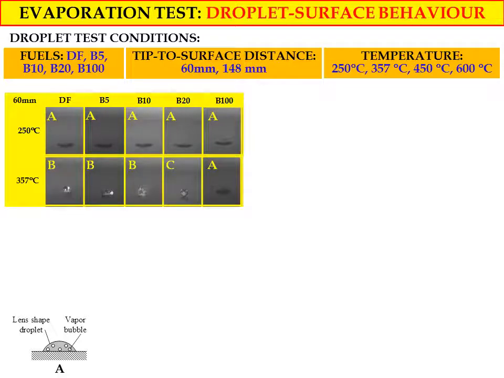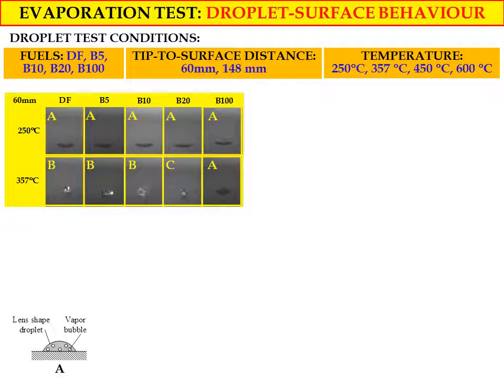After we increase the temperature of the hot surface to 357 degrees Celsius, this temperature is the MAP point for diesel fuel. For the other types of fuel, this temperature is very close to their MAP temperature, sometimes quite similar to the MAP temperature for diesel fuel. If you look at the behavior, we have three types of behavior, A, B, and C, depending on the type of fuel that we use.